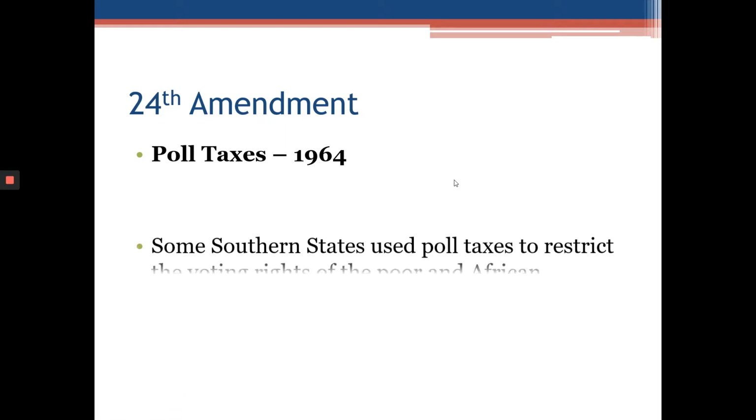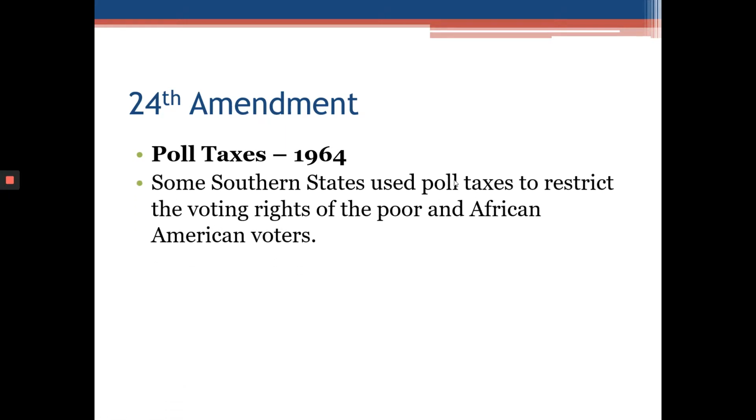24th Amendment, poll taxes. Some southern states had used poll taxes under Jim Crow South legislation, and poor Americans, African Americans, and white Americans weren't allowed to vote because they didn't own property, they couldn't show pay stubs or things like that, or they had to just out and out pay full tax in order to vote. And so the poll tax was eliminated in the 24th Amendment.